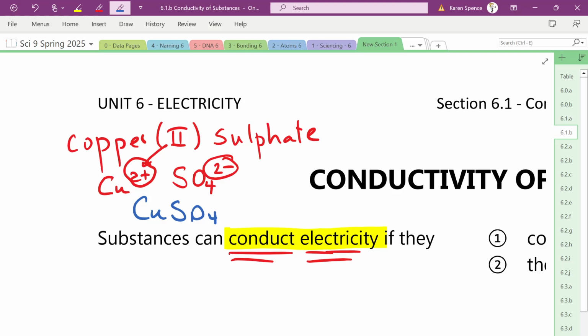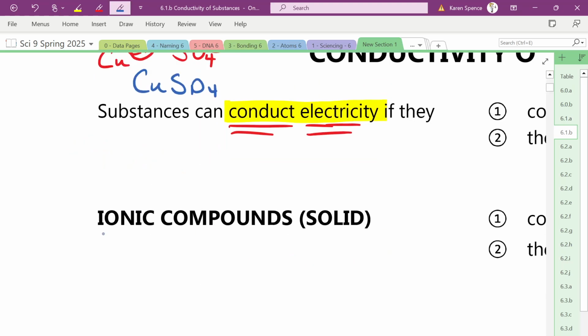So what I'm going to do is I'm going to hold this in the little plastic dish, and I'm just going to bring it up, and I'm going to touch it to each part of the wire. And what happens? Absolutely nothing. It is so exciting, right? So that is our ionic compound. And this is in its solid form. So we have our ionic compound, and it is solid.